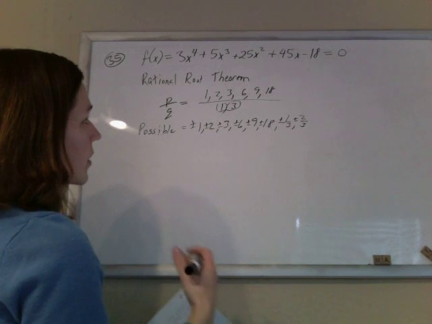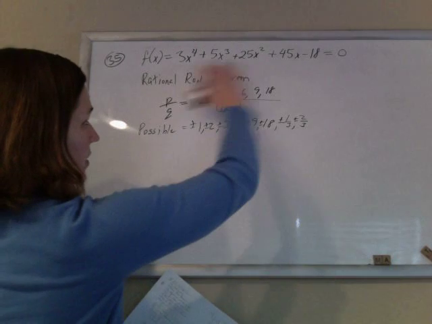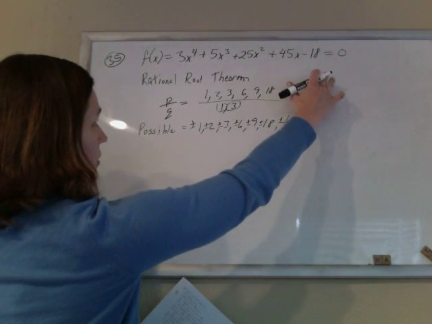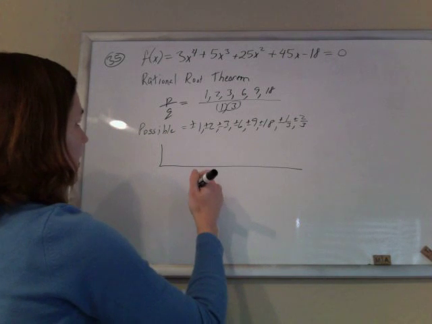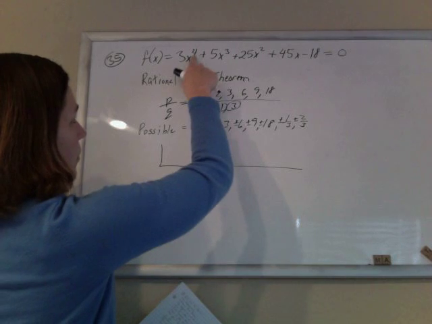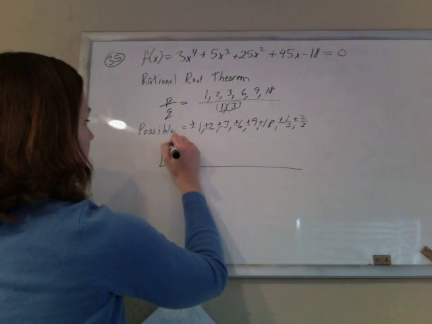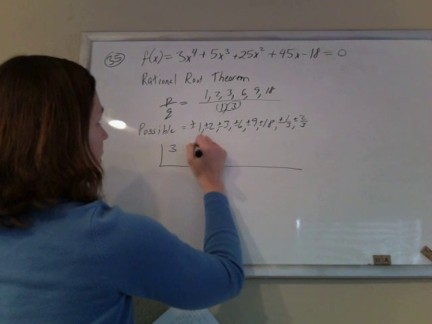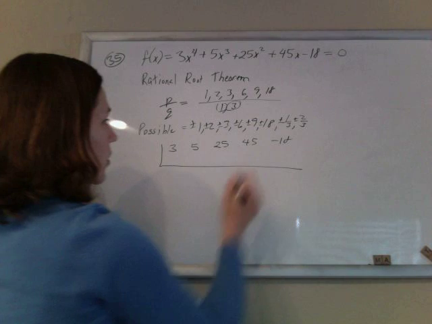So I'll start testing them into here to see if they work and make this thing equal 0. And a shortcut for testing them is to do synthetic division. So I check the setup: 4, 3, 2, 1, none. For the powers, I don't need any placeholders. So 3, 5, 25, 45, negative 18 are my coefficients.